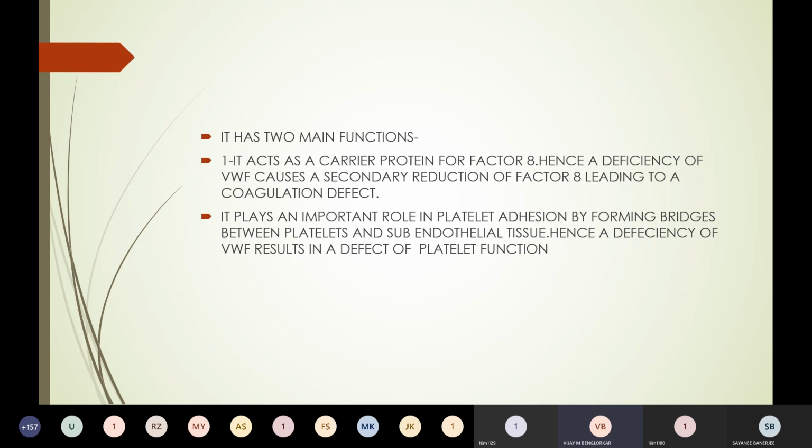The second function is that it plays an important role in platelet adhesion by forming bridges between platelets and subendothelial tissues. So platelets are bound to subendothelial tissue by VWF. So deficiency of VWF results in defect of platelet function. So factor 8 and platelets both are dependent on VWF.